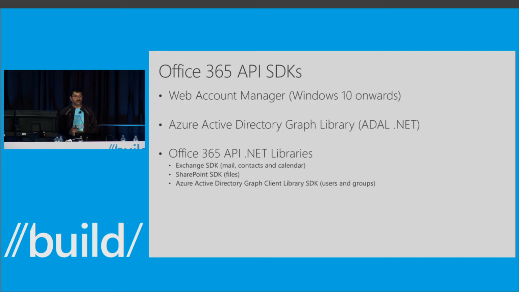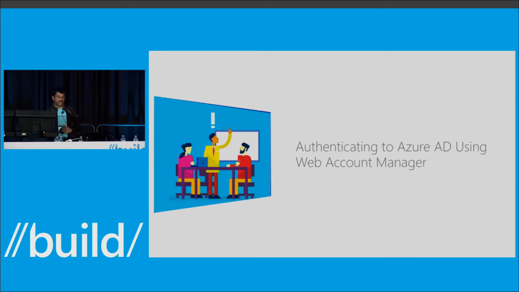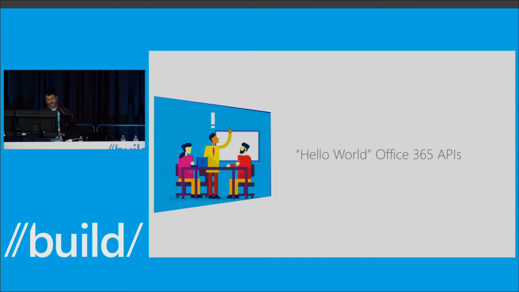And we also have the SDKs for different services, and also we have the ADAL.NET and Web Account Manager APIs in Windows 10. We have SDKs for Exchange, which includes mail, contacts, and calendar, and SharePoint, files. There's a little bug in the OData libraries that these SDKs depend on that makes Exchange not work in Windows 10 apps today. But the team has already understood what the problem is, and we're working to issue an update very soon, in probably 2 weeks or 3 weeks' time. So let's look at the Web Account Manager code and then look at how we use the Office 365 APIs.